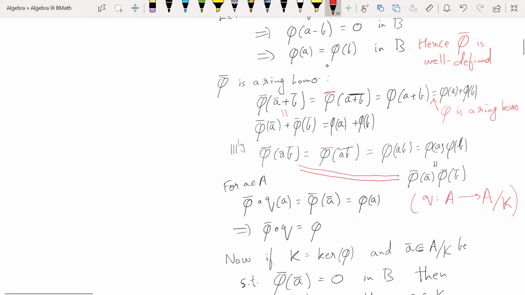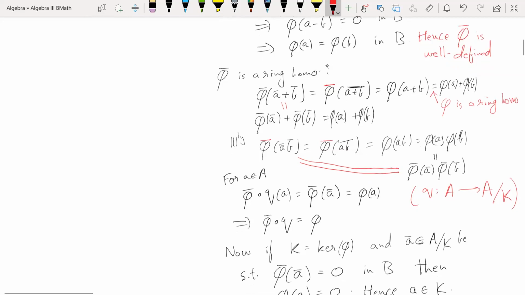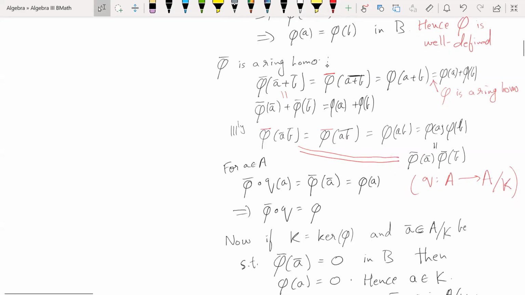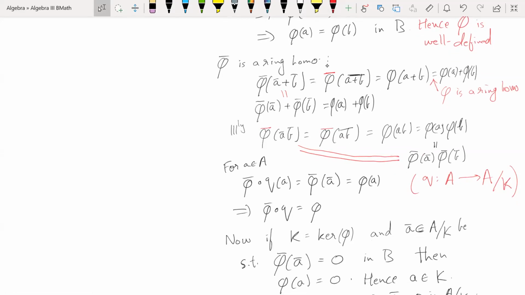So phi bar of A bar is 0 in B. What does that mean? That means phi of A is 0, because that is the definition of phi bar of A bar. So phi of A is 0. That tells you that A actually belongs to the kernel of phi, so belongs to K, which is equal to kernel of phi.